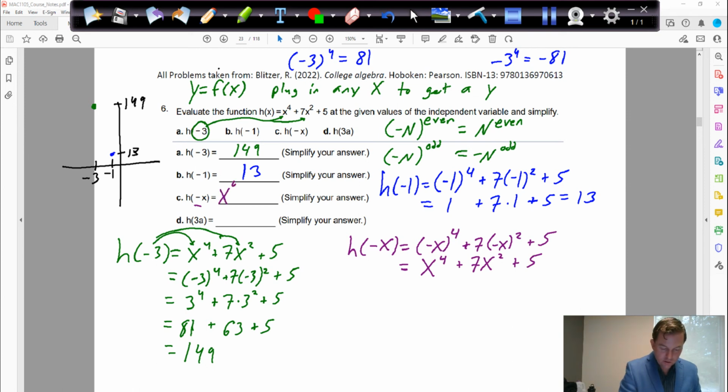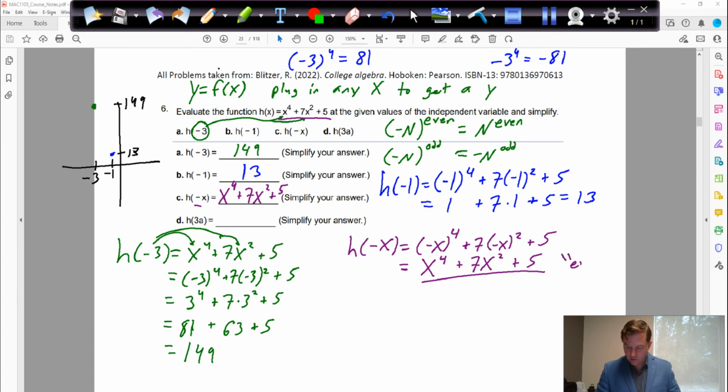So the function is x to the fourth plus 7x squared plus 5. And we're going to notice that that's the same as what we started with: x to the fourth plus 7x squared plus 5. When you get things to be the same after plugging in minus x, this is called an even function. I'll study this more, but it means it has symmetry.